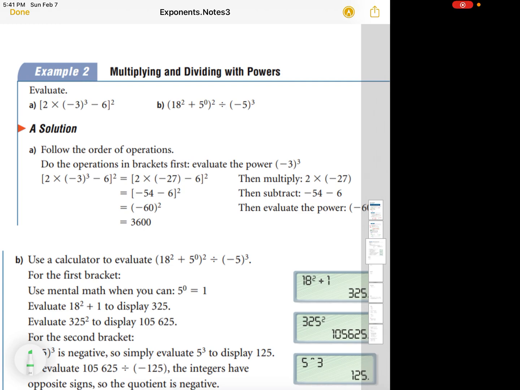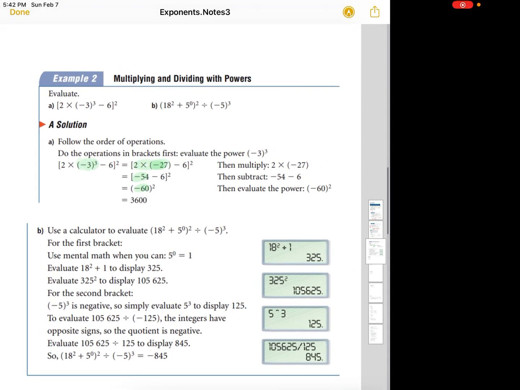Here we have 2 times negative 3 cubed minus 6 squared. We have to deal with what's in the bracket first. So if I look down here, I will do this first and get minus 27. Then I have to multiply next, right? So I get minus 54. Then I subtract, and now I can do the exponent. You can see that the steps are outlined there. Follow your order of operations.